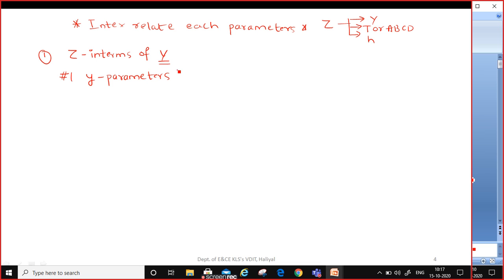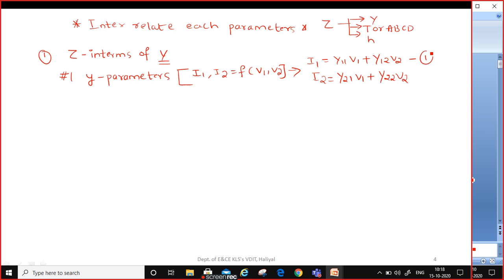So we want to express z in terms of y parameter. So how do we express y parameter? We express y parameter by I1, I2 as a function of V1 and V2. So if I write this here, I1 is equal to y11 v1 plus y12 v2, then I2 is equal to y21 v1 plus y22 v2. Let us call them equation 1 and 2.